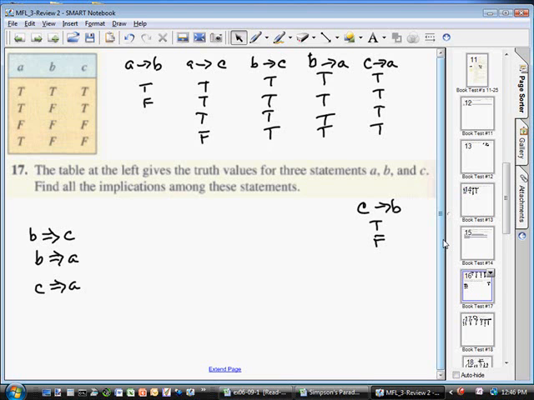So, anybody have a follow-up on number 17? Another question. Yes. 3.